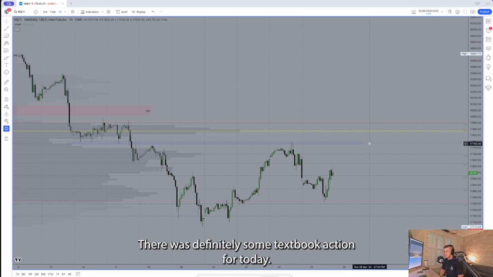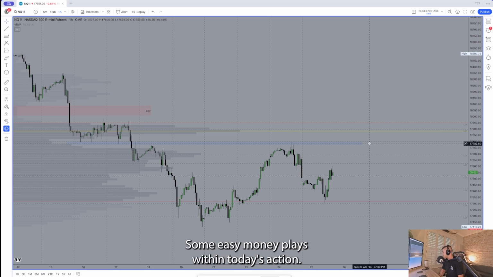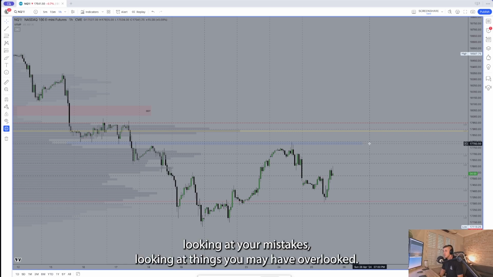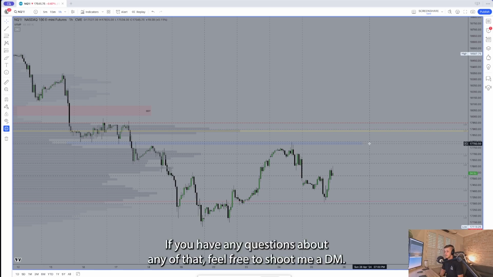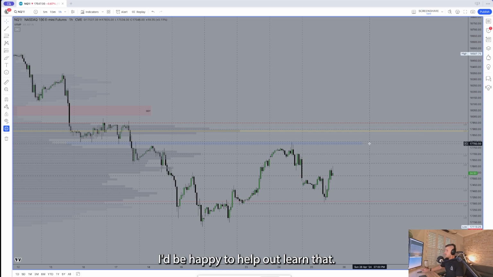Study today's action. There was definitely some textbook action for today, some easy money plays within today's action. You want to be studying that. You want to be reviewing, looking at your mistakes, looking at things you may have overlooked. If you have any questions about any of that, feel free to shoot me a DM. I'd be happy to help out.